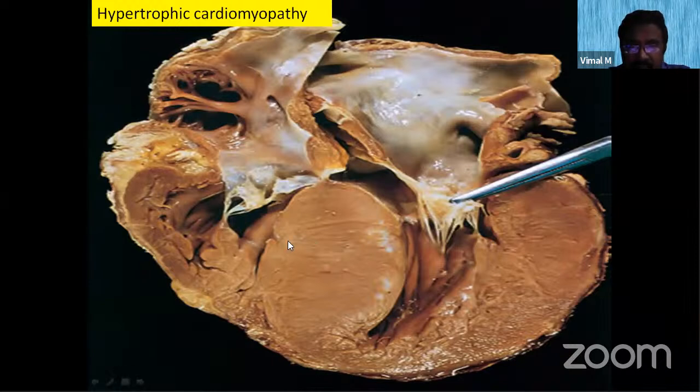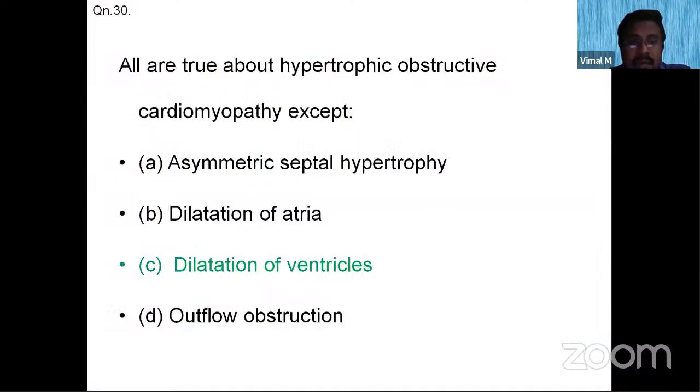Because the interventricular septum is hypertrophied and compressing the ventricular chamber, you will be getting dilatation of the atrium. So these are the gross features of HOCM, that is hypertrophic obstructive cardiomyopathy. The option here is dilatation of the ventricles. Because there is an asymmetrical septal hypertrophy, we have seen dilatation of the atria, and obviously there is obstruction of the ventricular outflow. But dilatation of the ventricles is not seen. Instead, the ventricles are getting compressed into a banana-shaped chamber.